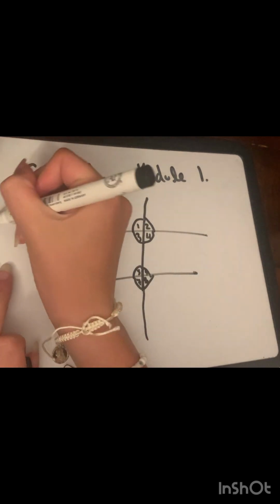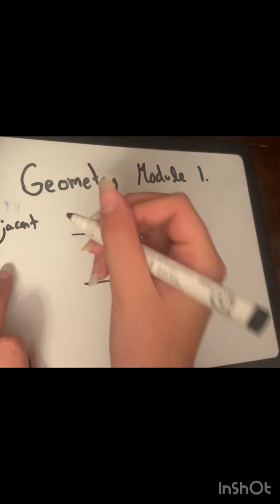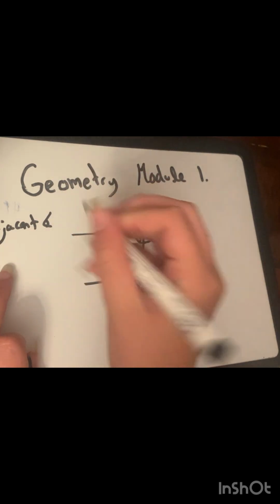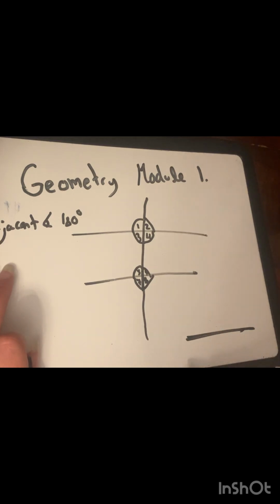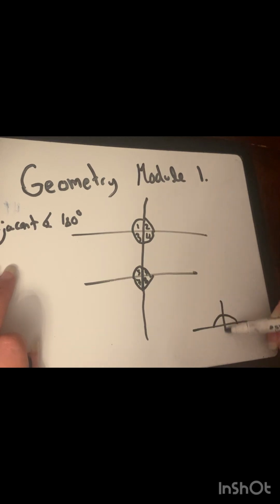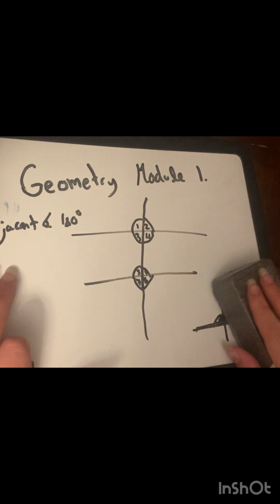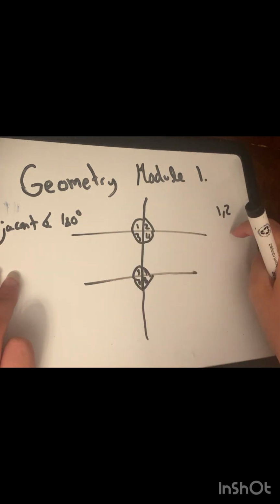Okay, so first of all, you guys need to know what adjacent angles are. Adjacent means next to. I'm gonna make it like this so I don't have to write angles. Those are 180 degrees. 180 degrees means a straight line. That would be our 1 and our 2. Even though it's cut in half, if they're together, they form this. So 1 and 2 are adjacent angles.